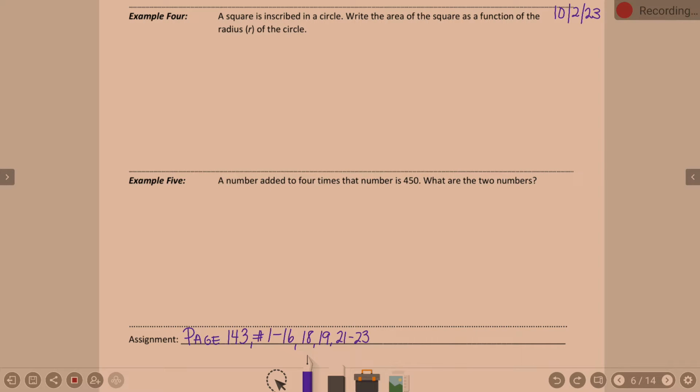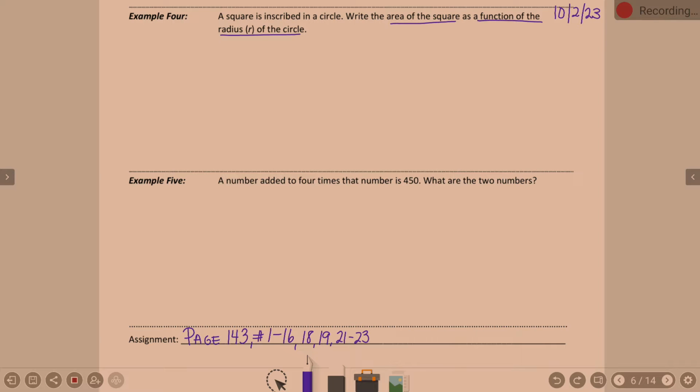So a square is inscribed in a circle, and our job is to write the area of the square as a function of r. When we find the area of a square, do we usually talk about the radius? No, but that's the connection we're making. So let's draw a picture.